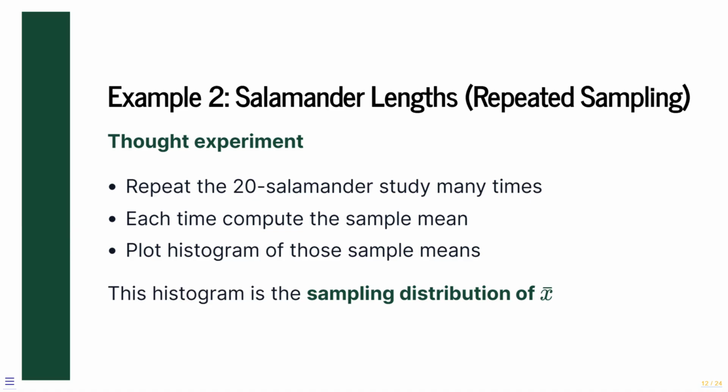Next, imagine a thought experiment. Suppose the ecologist repeats the same 20 salamander study hundreds or thousands of times, and each time she computes the sample mean length. If we plotted a histogram of all those sample means, that histogram would be the sampling distribution of the sample mean. Notice the shift in focus. The data distribution describes individual salamanders, while the sampling distribution describes the sample mean across repeated studies.